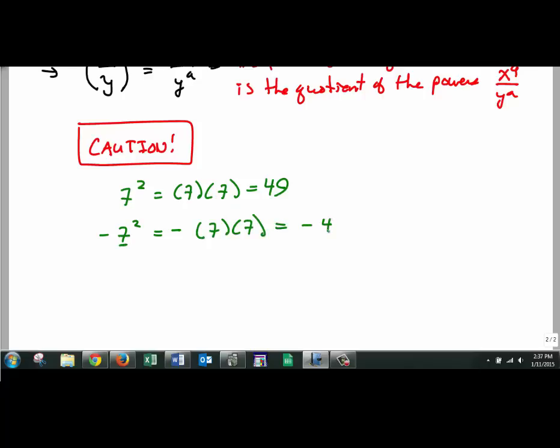a negative 49. Now the reason that only 7 is my base and not the negative is the 2 only goes to directly what's in front of it unless there's parentheses. So if we put the negative 7 in parentheses, that would be a negative 7 times a negative 7. A negative times a negative, of course, is a positive. 7 times 7 is 49. So I get a positive 49 out of that. So you can see you have to be very, very careful about what is the base of the exponent. That's what we really want to look out for here.